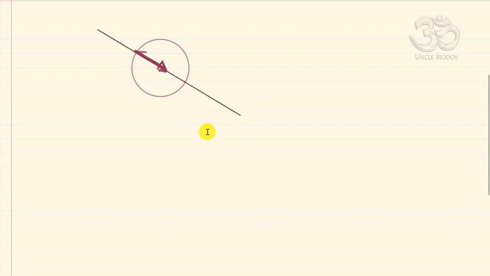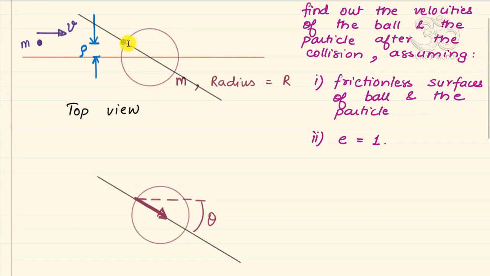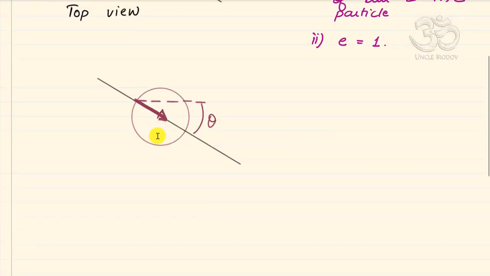I can also speak about some angles here. I can probably think about this angle as being theta, and I can find out the value of theta from the information that I have. I have the information that this distance is rho and the radius is r. So I know that in a triangle which I can draw here, I have got a distance r, I have got a distance rho. So therefore sine theta is rho by r.